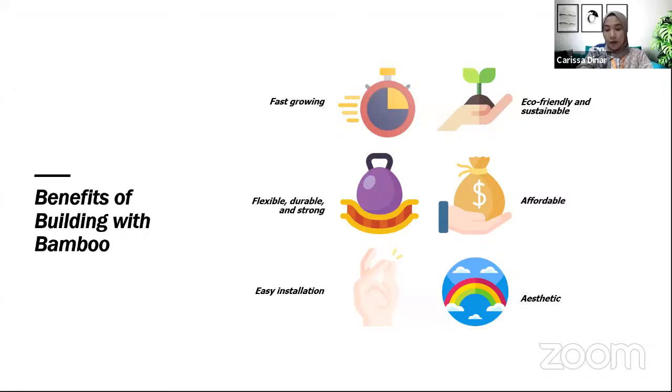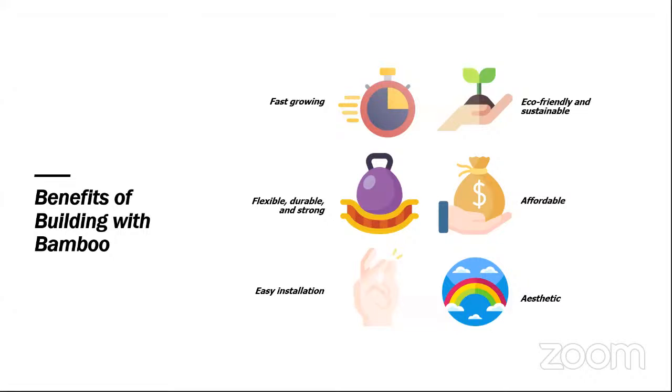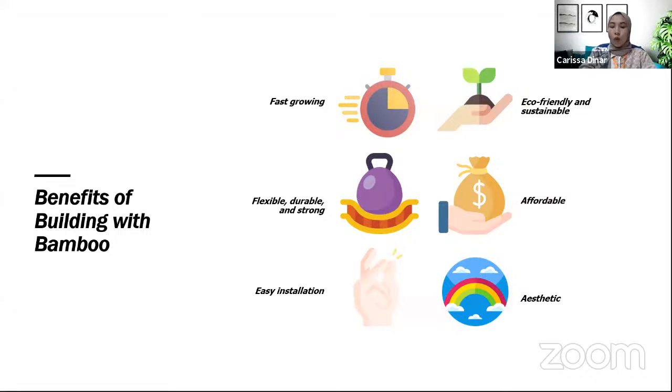Because it can easily be grown and harvested, it's also a cost-effective building material, making it a far more affordable option when compared to wood. And in addition to its practical benefits as a building material, the aesthetic beauty of bamboo should not be overlooked either, with impressive results when its unique look is left exposed. With all those benefits of building with bamboo, the question now is, what are the challenges to implement it?